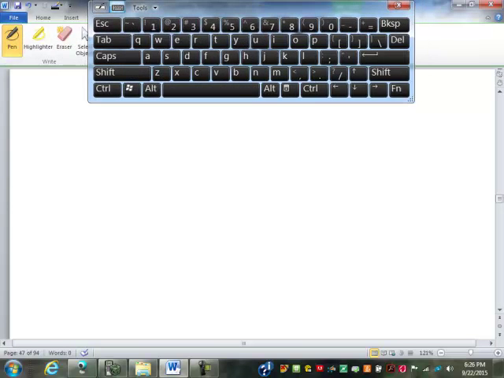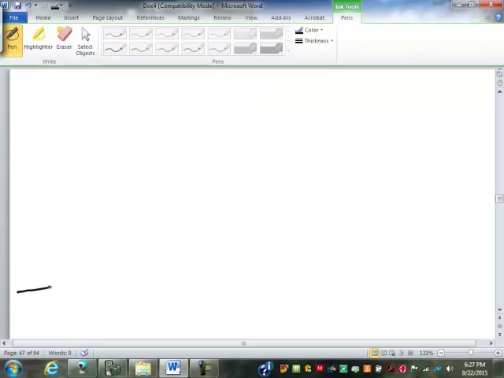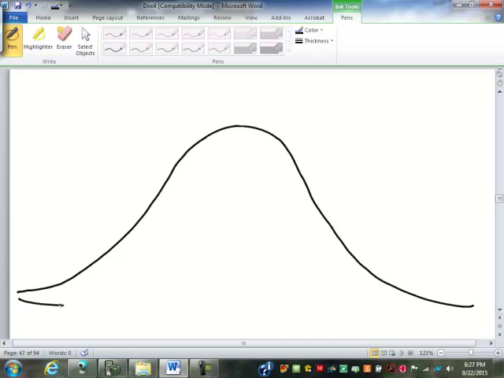Come on. Try to draw a decent bell curve here. Close enough. If it's tipped a little bit, that's okay. Just tilt your head a little bit to the right. Looks good. The right, Cody. There you go.